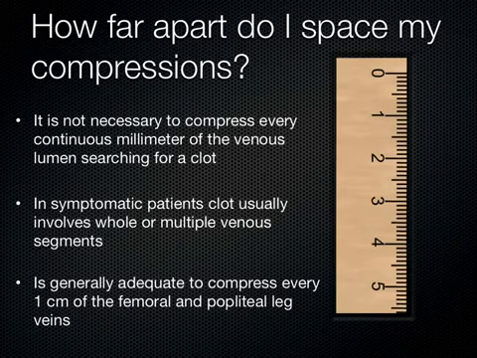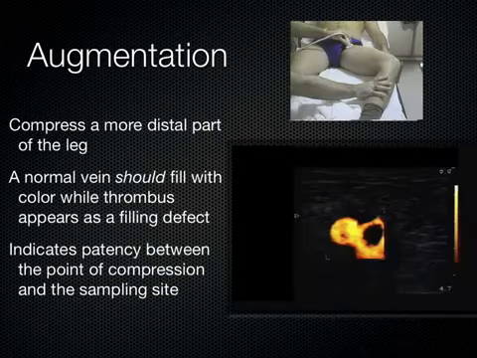And it turns out that clots usually involve multiple segments or whole venous segments, and so it's adequate to go every 1 centimeter between your compressions. Okay, so you can go every 1 centimeter and then compress the vein, and that's okay.